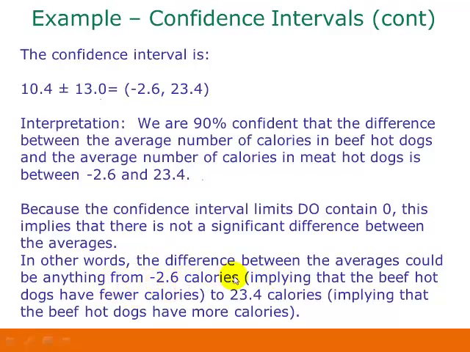In other words, the difference between the averages could be anything from negative 2.6 calories, implying that the beef hot dogs have fewer calories, to 23.4 calories, implying that the beef hot dogs have more calories. So this isn't giving us an answer as to which one actually has more and which one actually has less.